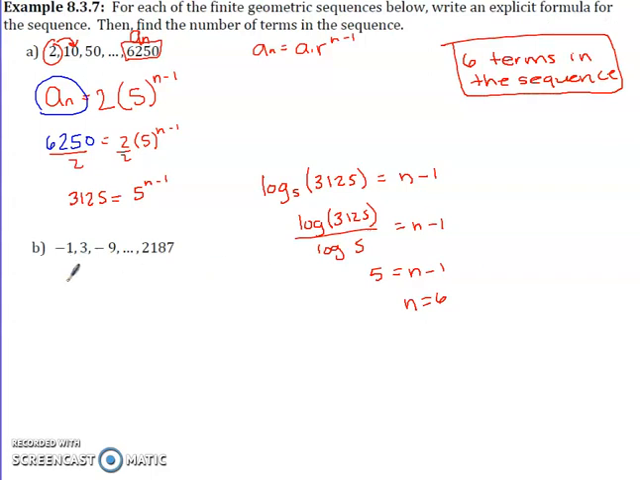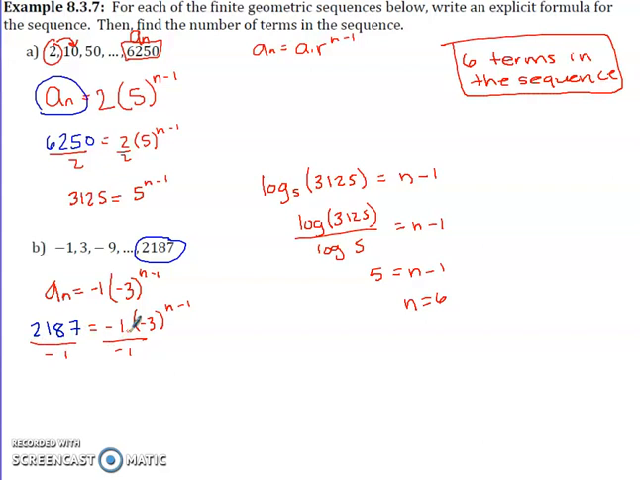For B, my a sub n is a 1, which is -1, and then we are multiplying by a -3 for my common ratio to the power of n minus 1. A sub n is 2,187. So I'm going to replace that for a sub n and then solve for my n. Dividing by -1, I have -2187 is equal to -3 to the power of n minus 1.